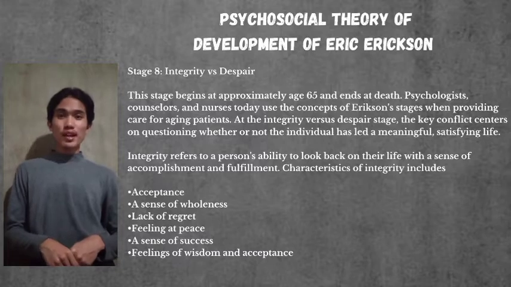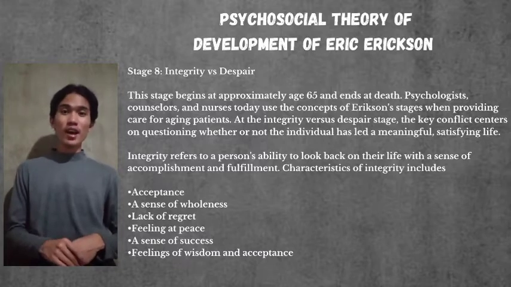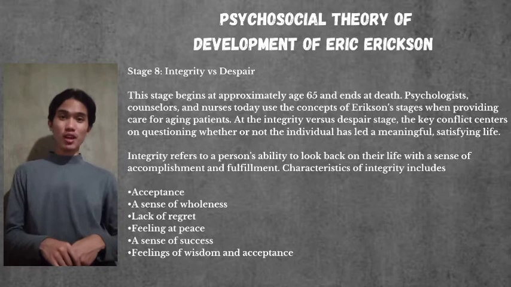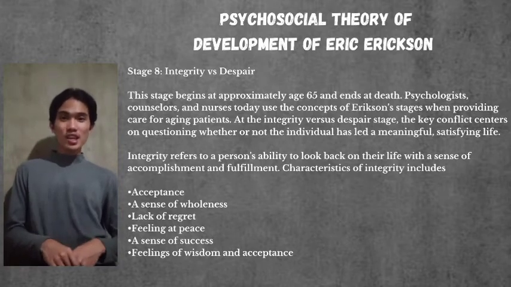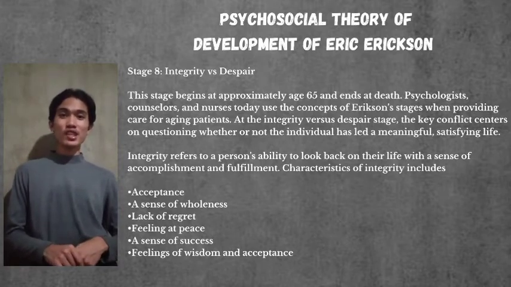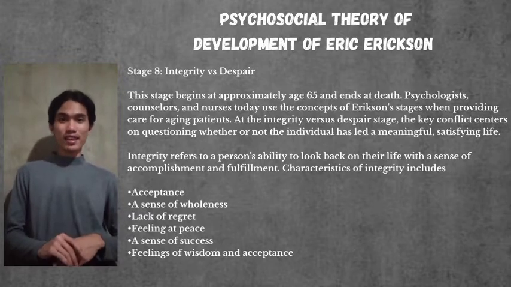Integrity versus despair is the eighth and final stage of Erik Erikson's theory of psychosocial development. This stage begins at approximately age 65 and ends at death.